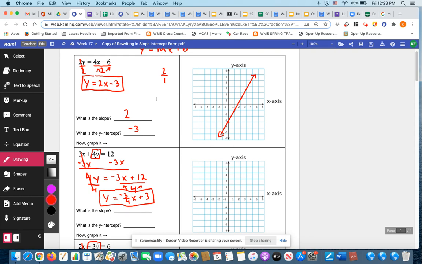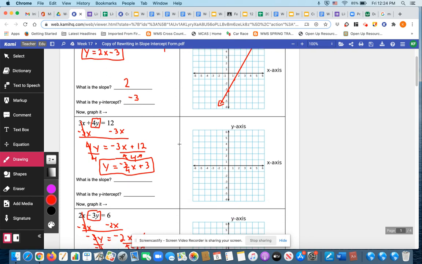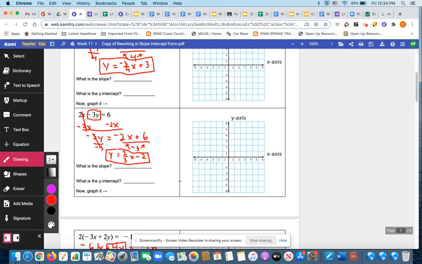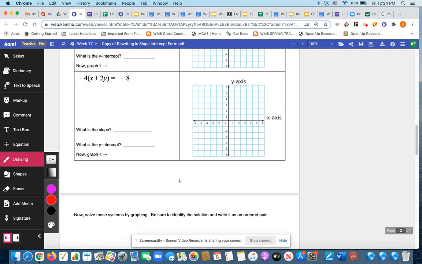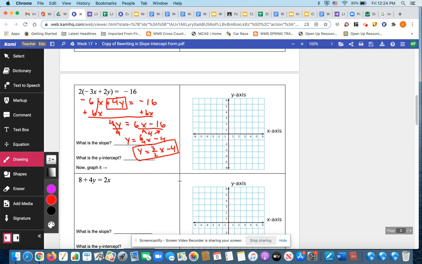The first one was done in completion. You guys should be doing the other ones on your own, and then you will notice there are more to follow on this page. So keep it going, and if you need to reference this video again, please go back to it.